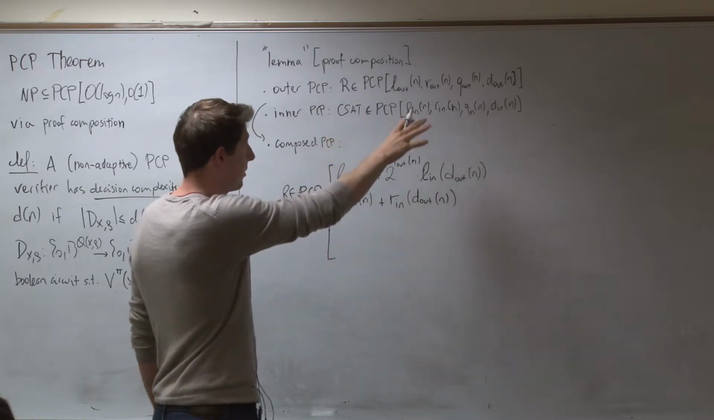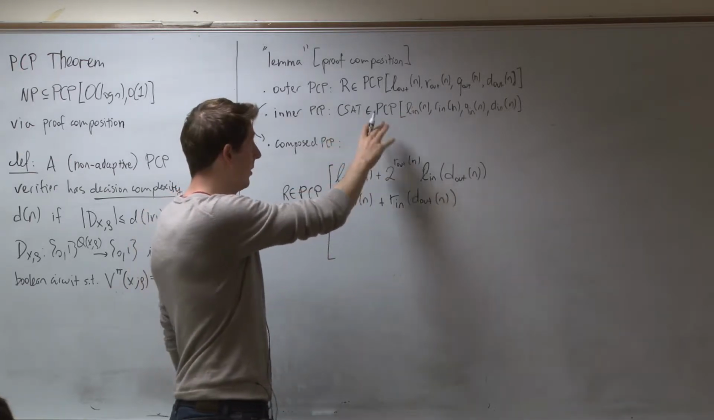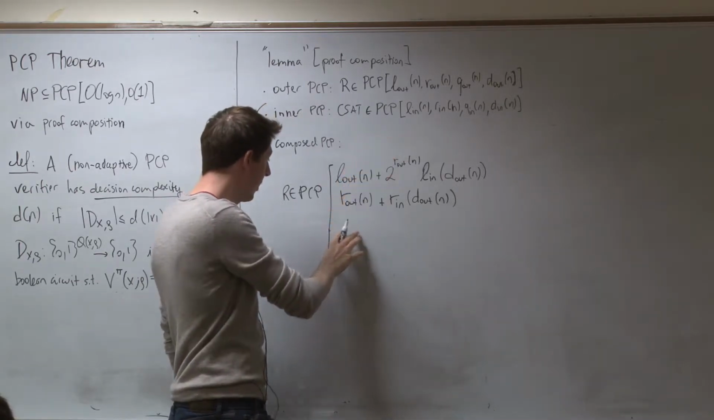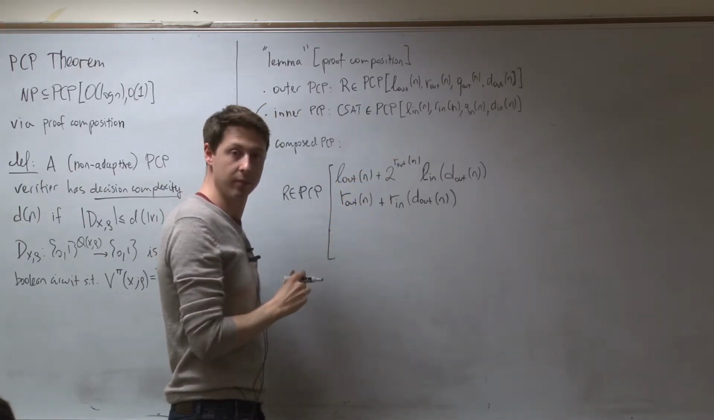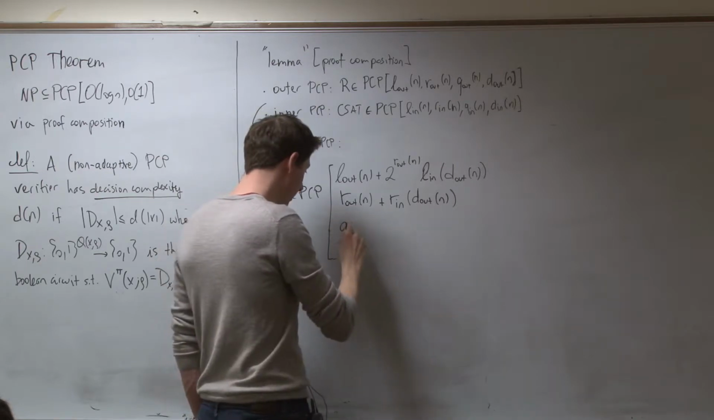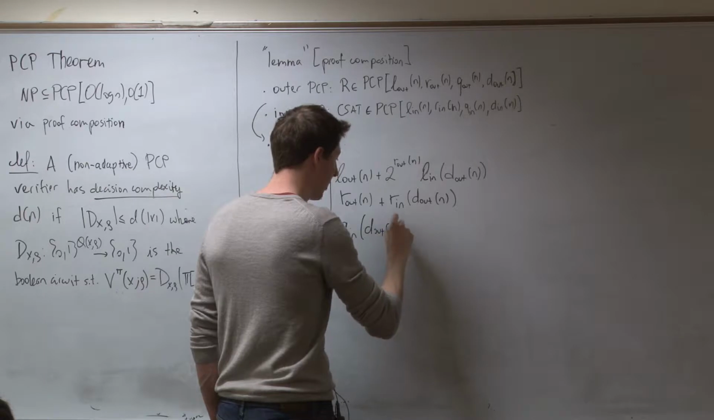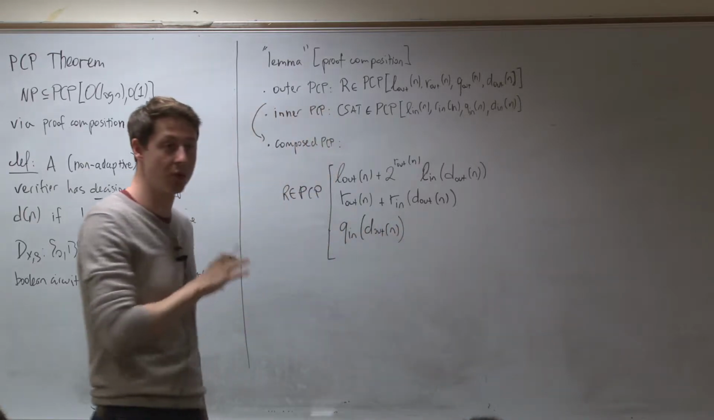Wait, there's no constants here, right? So these are the only letters we can play with. So as a function of the parameters there, what do we expect here to be? Q in of what? D out, right? So that's it. Q out of n just won't matter.